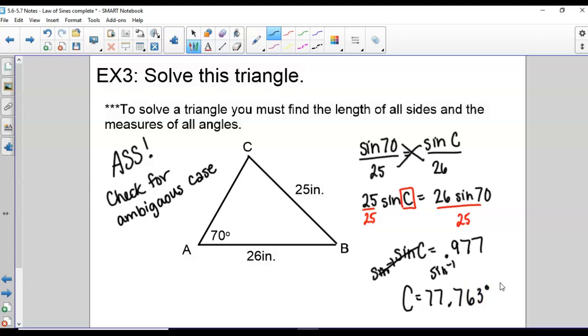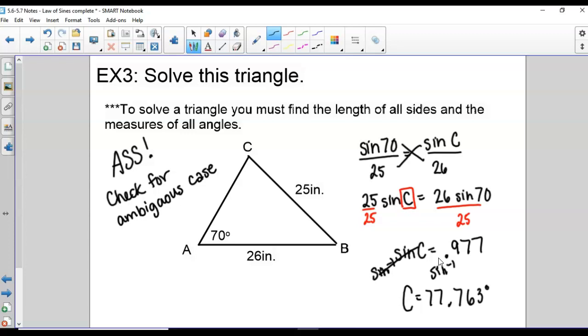Alright, so that's good, except this is an ambiguous case. So basically, anytime you find yourself having to do sine inverse, you need to check for ambiguous case, because if you find yourself having to do sine inverse to find the angle, then you had an angle side-side problem, even if you didn't remember to check for it. I know that 77.763 is one of the answers, but on that unit circle for sine, there might be another answer over there in that second quadrant that would also work.